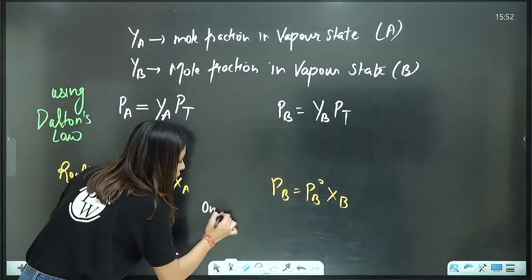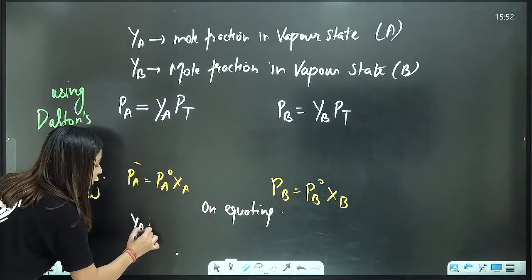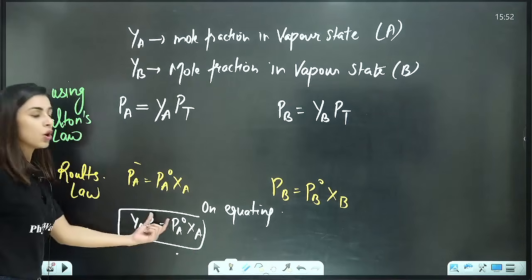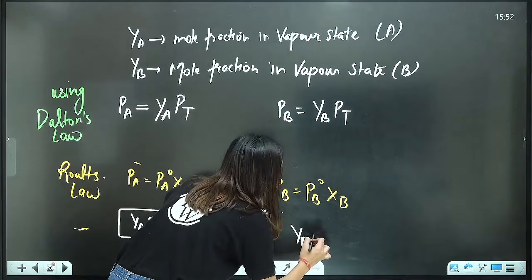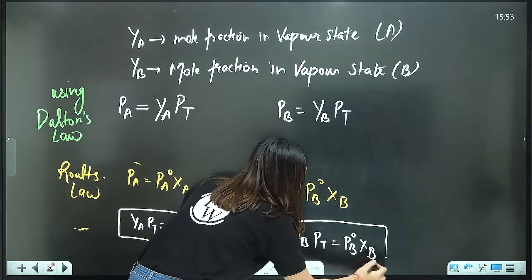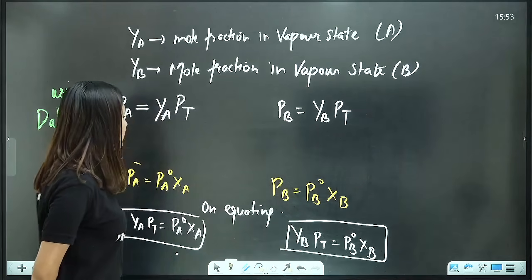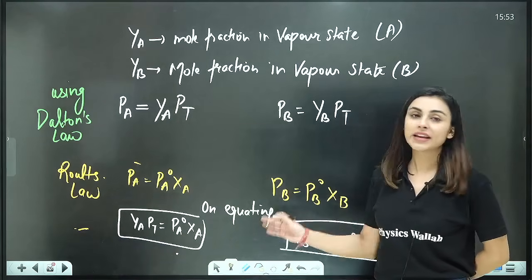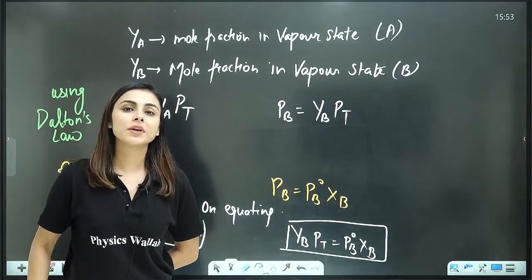On equating, we can say that YA times P total is equal to PA naught XA. So this is another expression which you will use in your numericals. Similarly, YB times P total is equal to PB naught XB. This is the other expression we will use in various numericals, right? So this is what we derived from all the knowledge we just gained. This is very important. Just revise it, and write it on your own. That would make you best in it.